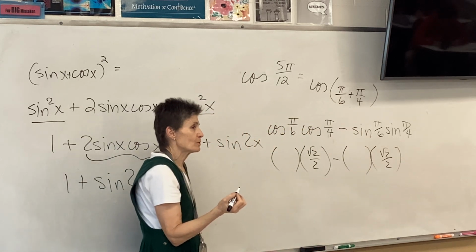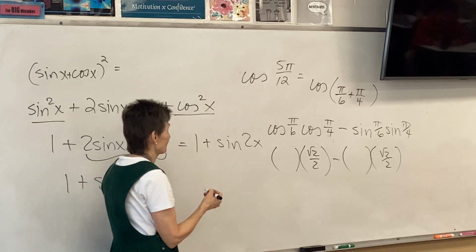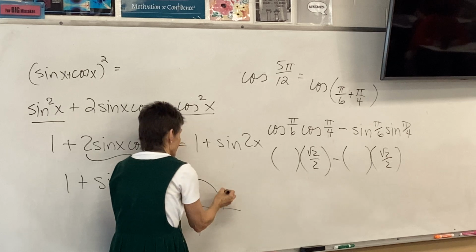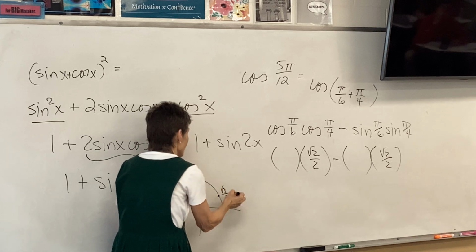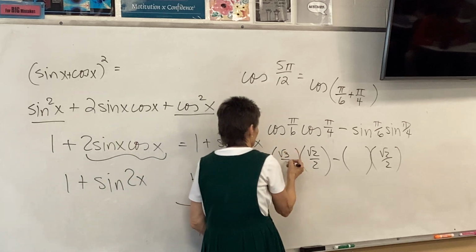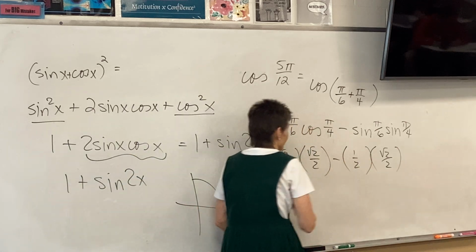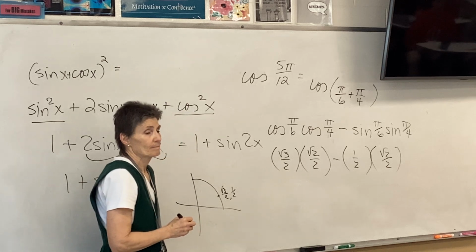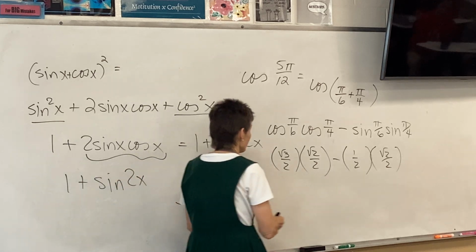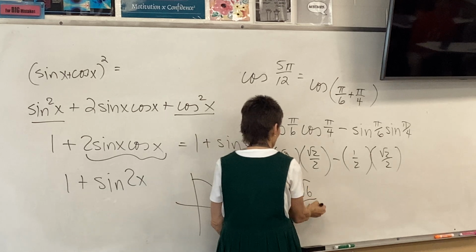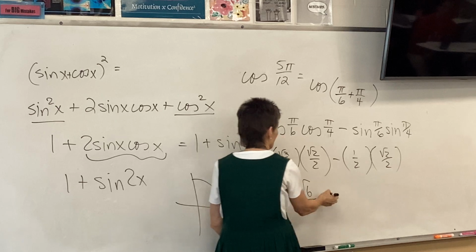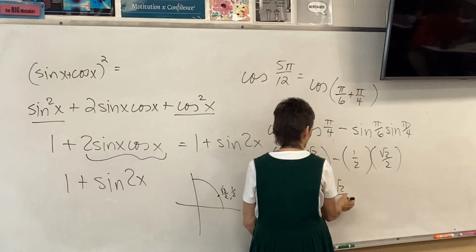Right now, pi over 6. What's the cosine of pi over 6? Root 3 over 2. And the sine is 1/2. So when I multiply, this one is root 6 over 4. Root times root's root. Root 6 over 4. This one's root 2 over 4.